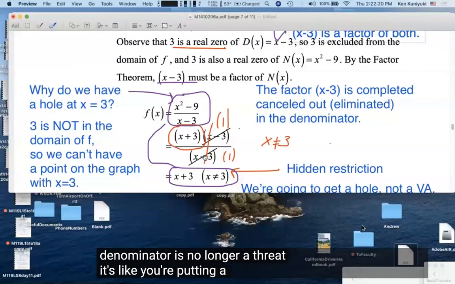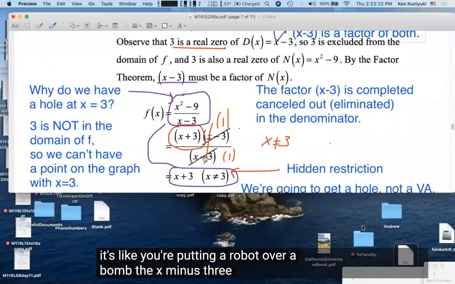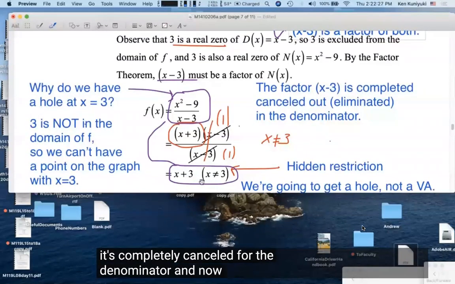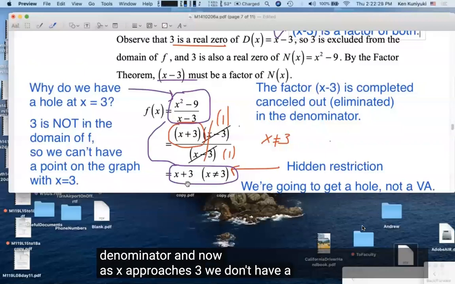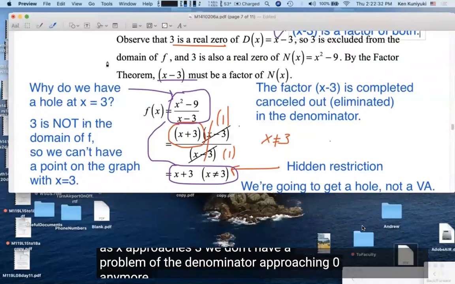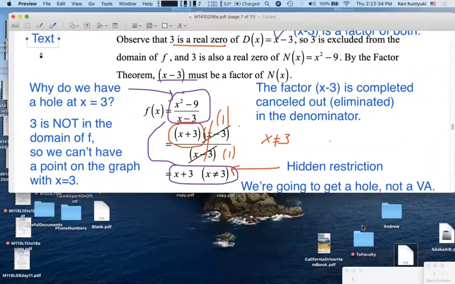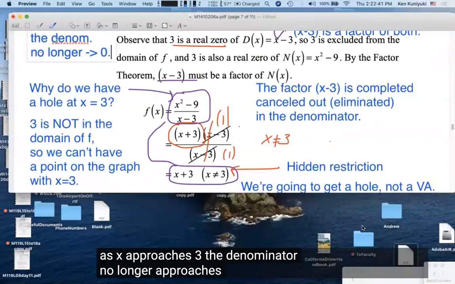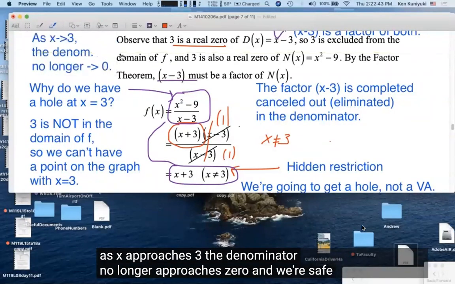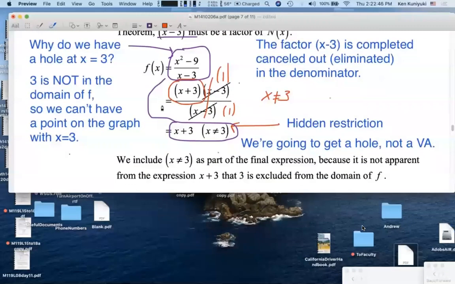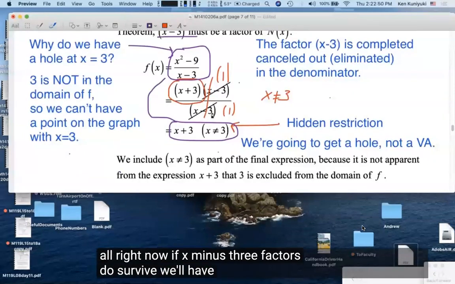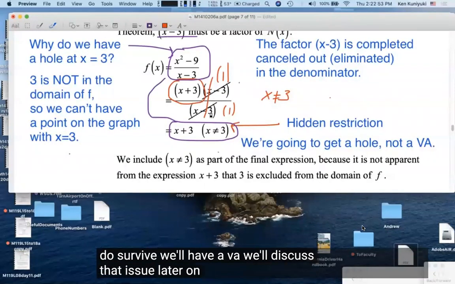It's like you're putting a robot over a bomb. The x minus 3 factor is no longer a threat. It's completely canceled from the denominator. And now, as x approaches 3, we don't have a problem of the denominator approaching 0 anymore. As x approaches 3, the denominator no longer approaches 0, and we're safe. Now, if x minus 3 factors do survive, we'll have a VA. We'll discuss that issue later on.